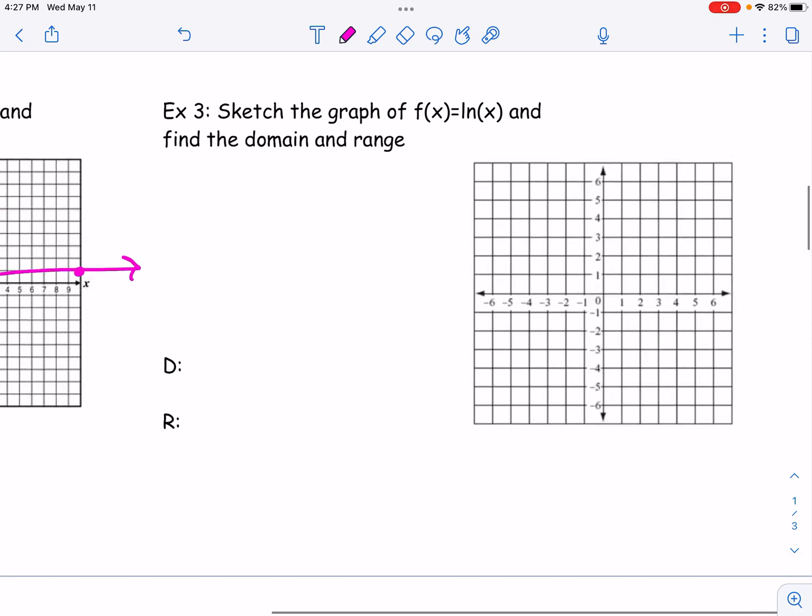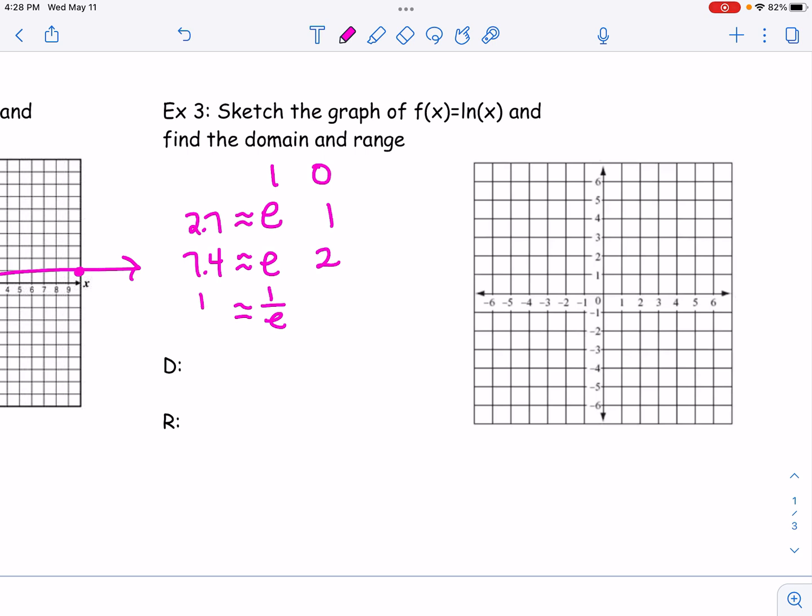Domain, 0 to infinity, range, negative infinity to infinity. Over here, same thing, base is e, so 1, 0, e, which is approximately 2.71. E squared, if you wanted to, was about, I think it was like 7.4, and then 1 over e, which would be about 1/3, negative 1. So again, no shifts, so vertical asymptote is still at 0, 1, 0, e comma 1, so somewhere about right there, somewhere about right there, and somewhere about right there. And there you have it. There is your log graph, 0 to infinity, negative infinity to infinity.